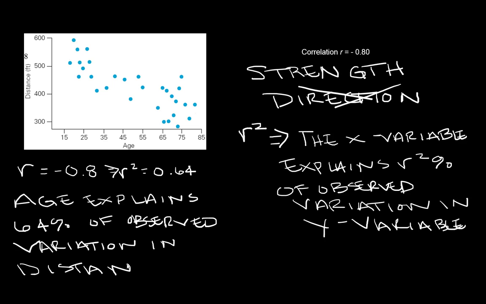Now, it's always the x variable that's doing the explaining, and that should make sense because the x variable is also called the explanatory variable. And then it's also important to remember that we're discussing observed variation in the y. So we have both observed and predicted values for y. The predicted values are going to be coming from our regression equation. So here, this measurement is specifically referring to the observed variation.